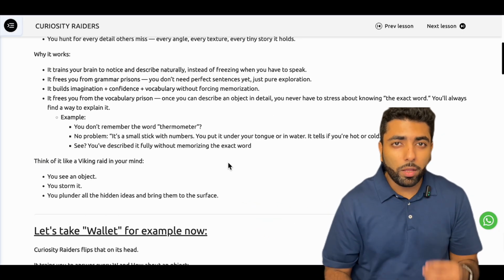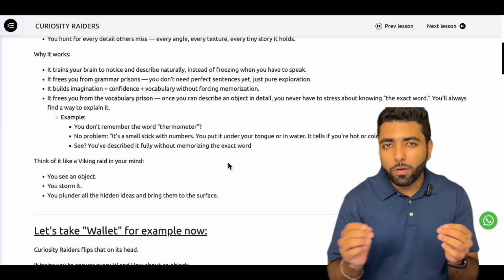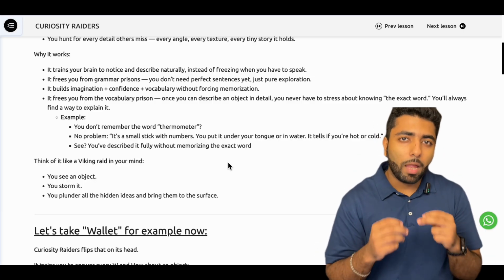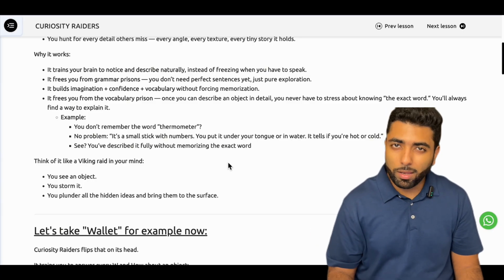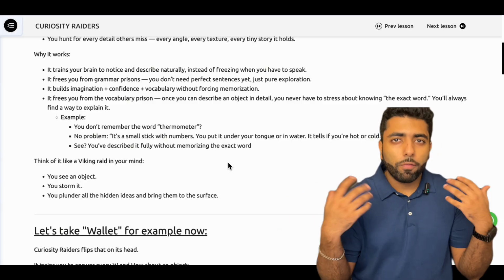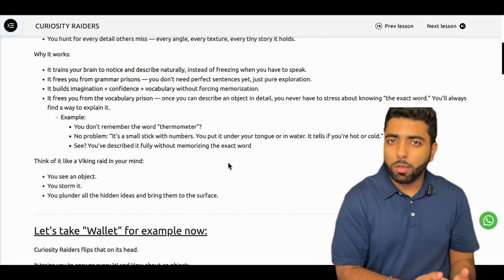Now, why is this activity important for you? It actually trains your brain to notice every little detail about each and everything that is relevant to you, that is something you're going to talk about without you freezing about anything. It also helps you break free from the grammar prison. You don't need to worry about the vocabulary. You just need to answer these basic questions.